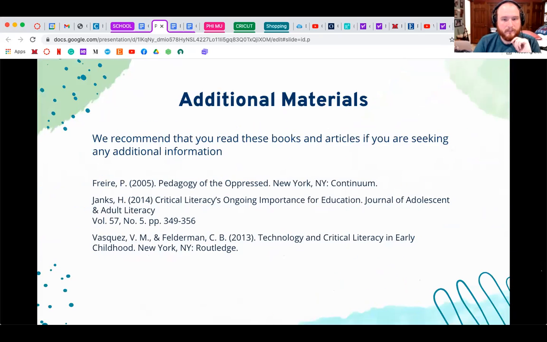So these are some of the additional materials and readings that we recommend if you are seeking any additional information. I highly recommend Paulo Freire's Pedagogy of the Oppressed. I think it's the cornerstone of critical literacy. Hilary Jenks' article, Critical Literacy's Ongoing Importance for Education, is a good resource for looking at how critical literacy is developing through the 21st century. And Vivian Vasquez's book, Technology and Critical Literacy in Early Childhood Education, is a good way of examining basically what we talked about in our lesson plan.